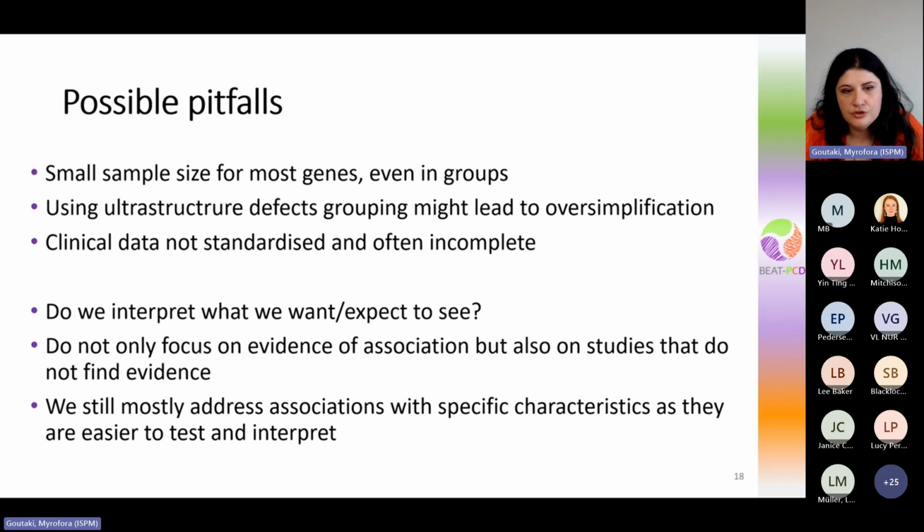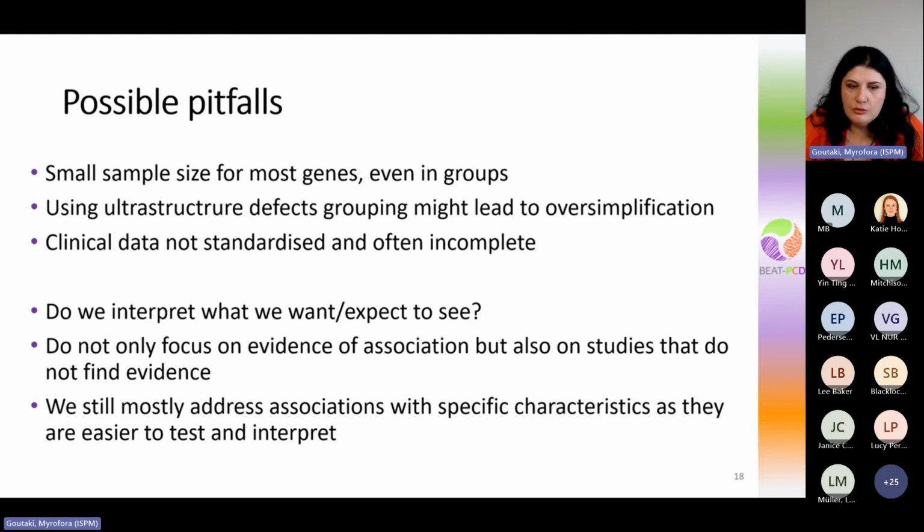And one of the main problems that we have to study genotype-phenotype associations is that the clinical data, especially data related to symptoms and not to outcomes such as lung function, are not standardized and often are very incomplete from charts. So we do need very large and prospective studies to collect this information.